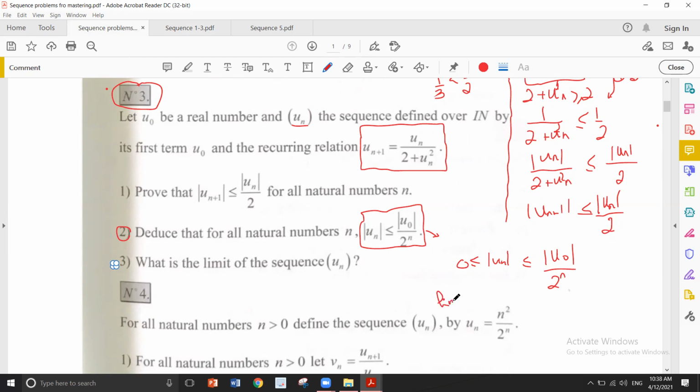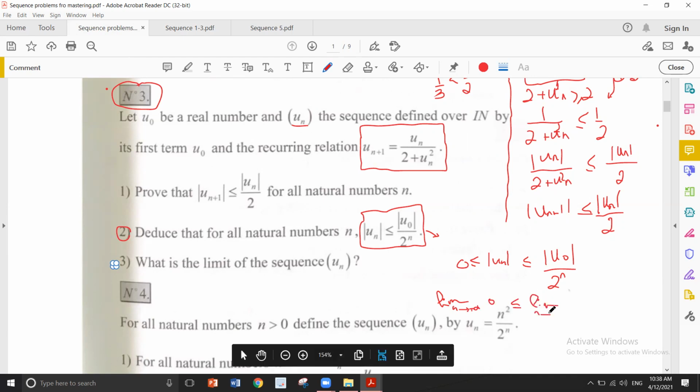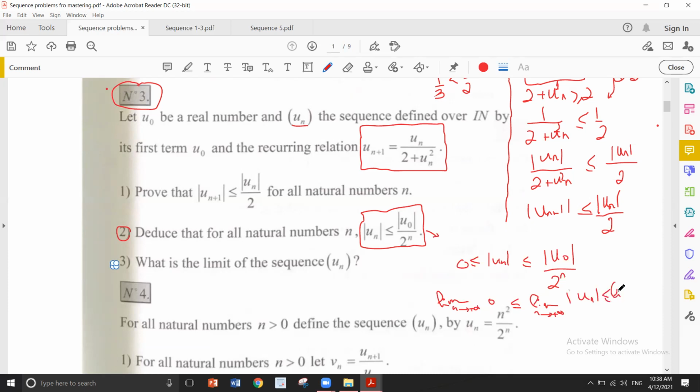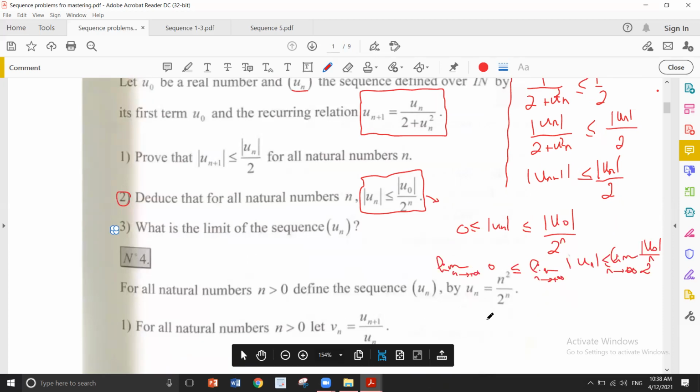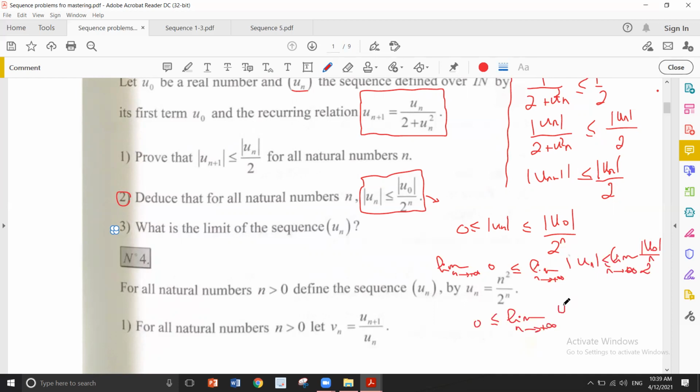Limit as n tends to plus infinity of 0 is less than or equal to the limit as n tends to plus infinity of un, which is less than or equal to the limit as n tends to plus infinity of u0 over 2 to the power n. The first one becomes 0. The first limit is 0. Yes.